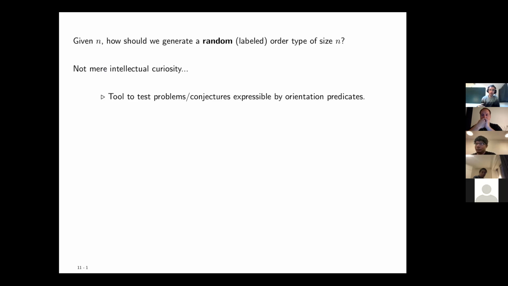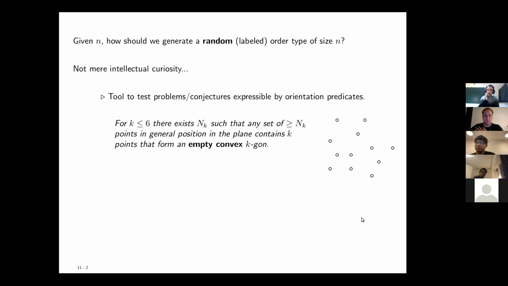But moreover, we may want to test problems or conjectures that depend only on orientation predicates. For example, there is the empty convex hexagon theorem: if you have a set of points in the plane that is large enough and no three are aligned, then there are always 6 points that form an empty convex hexagon. So this is a hexagon, but it's not empty. This is an empty hexagon.